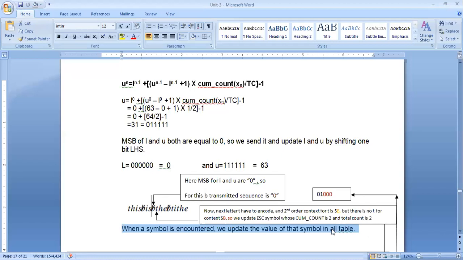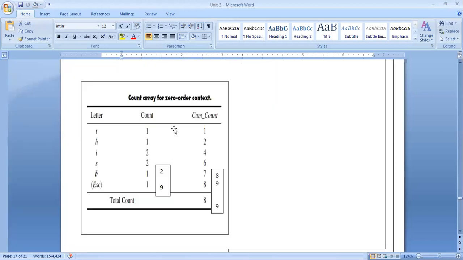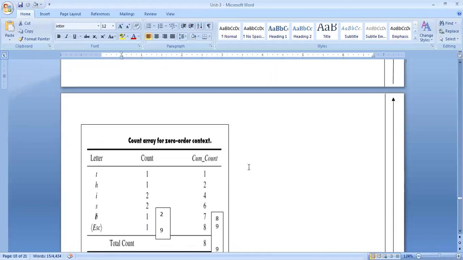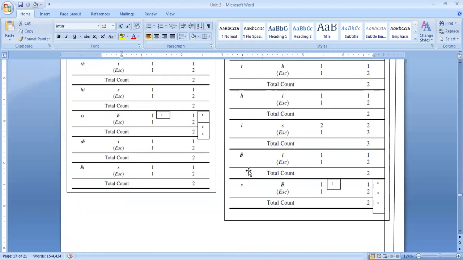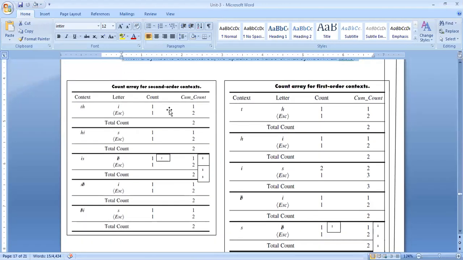So let us see how we will update the table. Now this one is the second order context table, this one is the first order context table, this one is the zero order context table. So how will we update the value of this B cross? This is the second order context table, and here we find the symbol B cross whose context is IS.